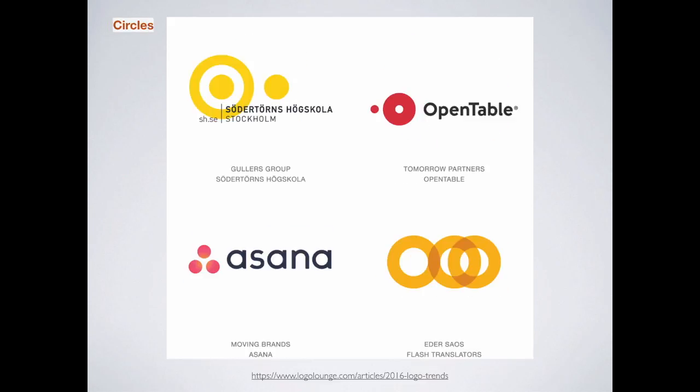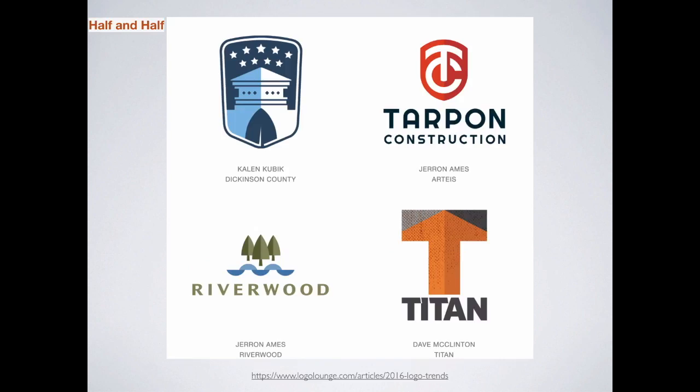Circles, really in. Okay? Open table, right, etc. Those are all current design trends using the circles. Right? Half and half, right? The little bit of subtle shadow on one half versus the other, slight different color on one half versus the other, right? All of these logos use that same strategy.